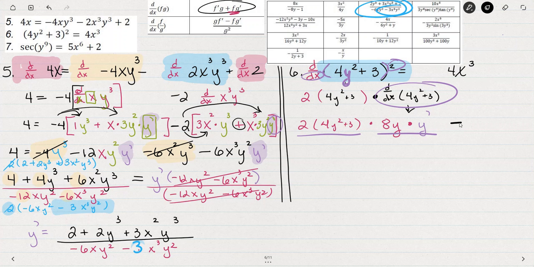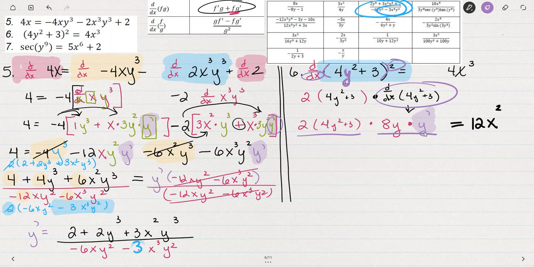The right side comes up much easier because we just have the derivative of 4x cubed, which is 4 times 3 is 12x squared, times the derivative of x with respect to x, which is just 1. To solve for y prime, I am going to subtract the 2 times the quantity of 4y squared plus 3. Oh, wait, sorry. Let me look at this again.